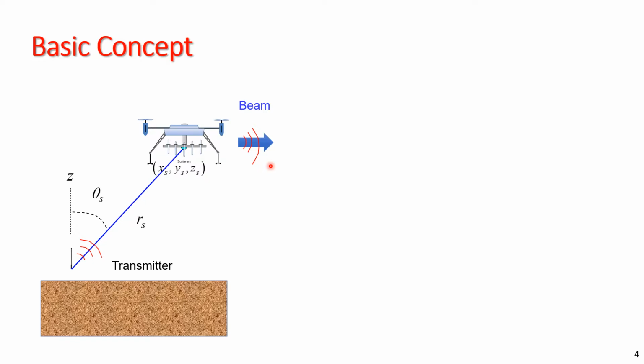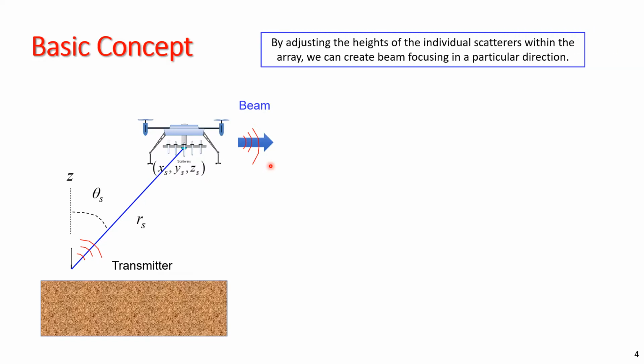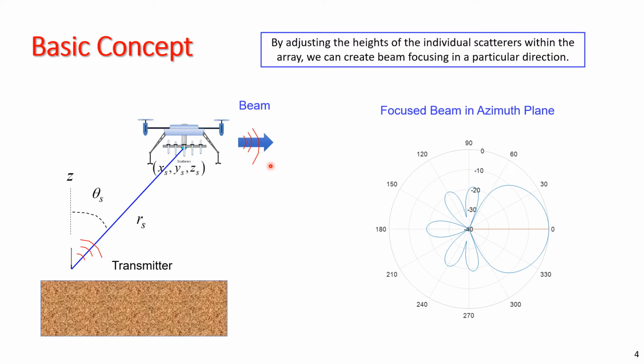We let x_s, y_s, and z_s be the coordinates of an arbitrary spot on the drone, which we can take to be the center of the swarm, and theta_s and phi_s be the polar and azimuthal angles, respectively, of this point relative to the transmitter on the ground. For practical purposes, the array has a fixed horizontal configuration, and by simply adjusting the heights of the individual scatterers within the array, we can create a beam focused in some prescribed direction, such as this one, which is focused at 0 degrees in the azimuth plane.